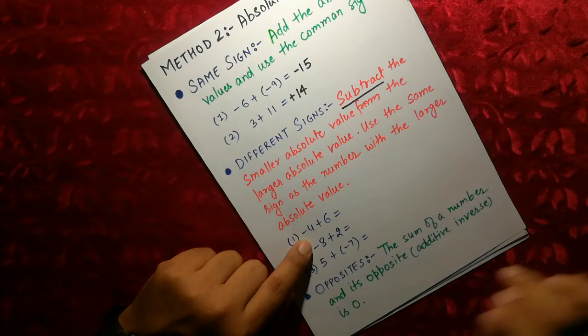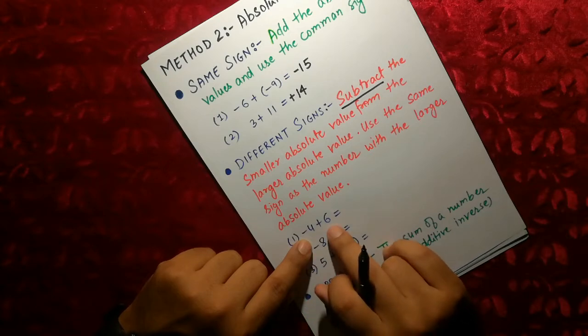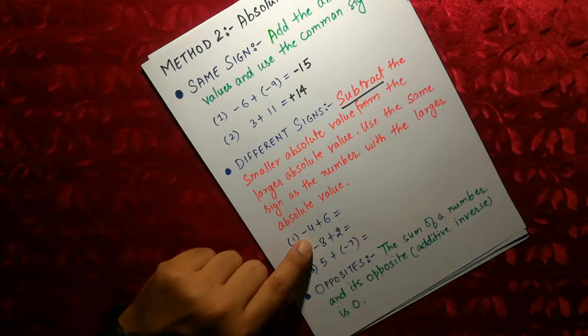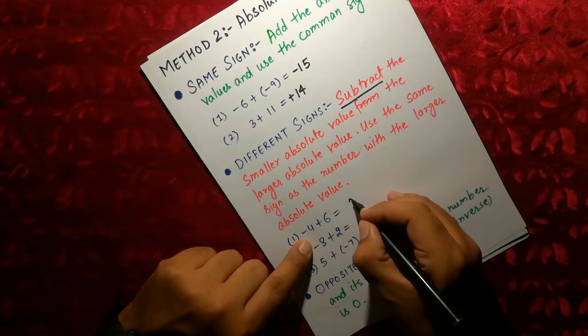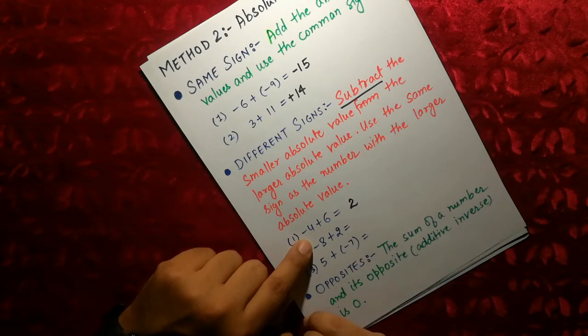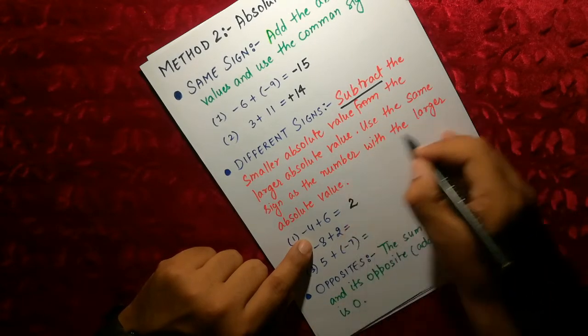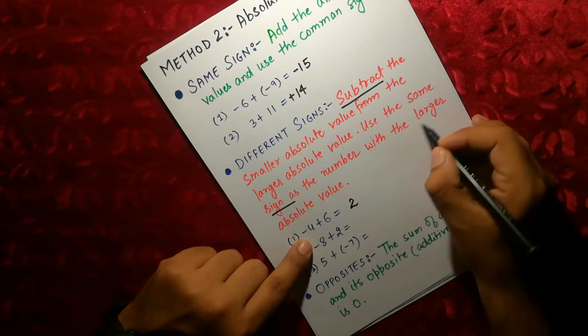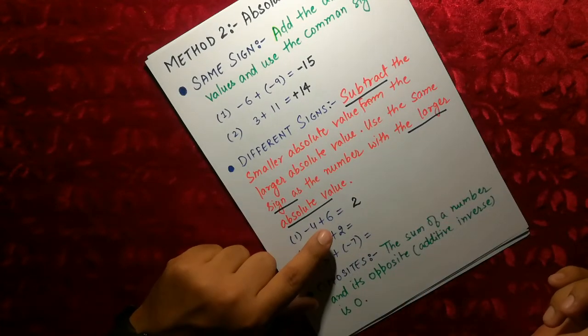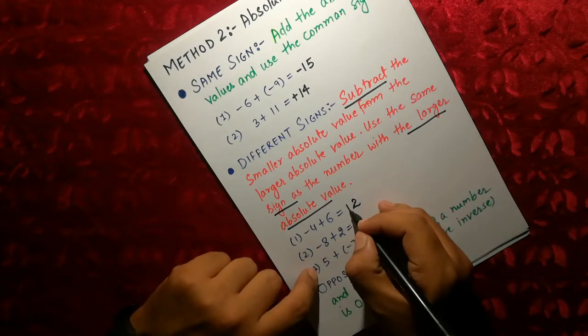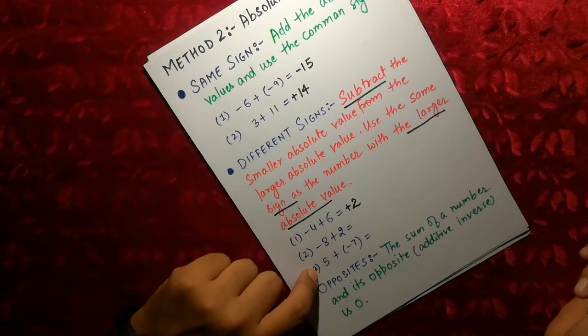So when we subtract the values, minus 4 plus 6, so 6 minus 4, we are subtracting the smaller value from the larger value. So the answer will be 2. Now we use the sign with the larger absolute value. So the larger absolute value here is 6. The sign will be plus. So the answer will be plus 2.